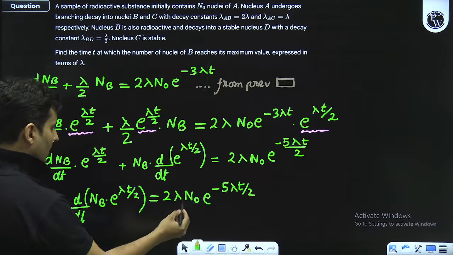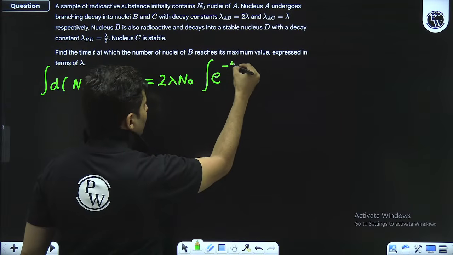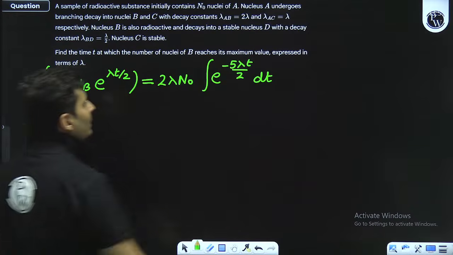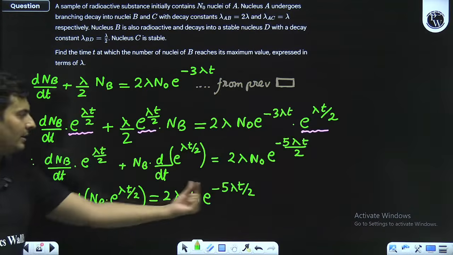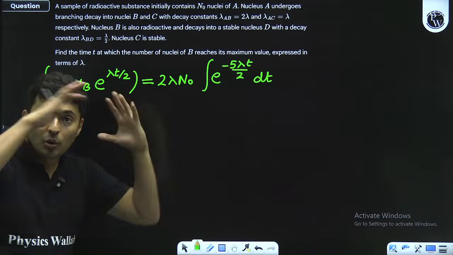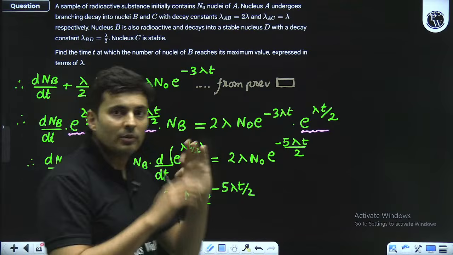What else is there? e raised to minus 5 lambda t by 2, and then dt over here. Yeah, makes sense. I have just taken that dt over here. Now it looks integrable to me. That's the whole purpose of doing all these steps. This was the most crucial step of the entire problem.